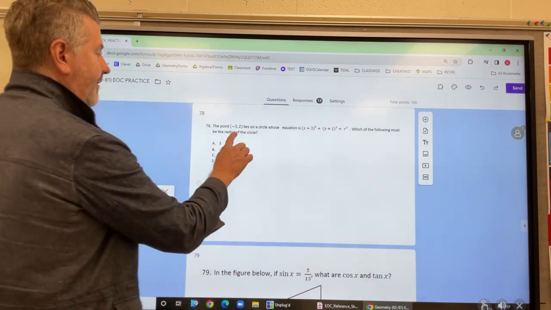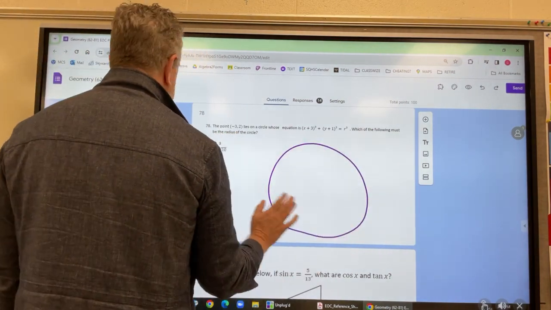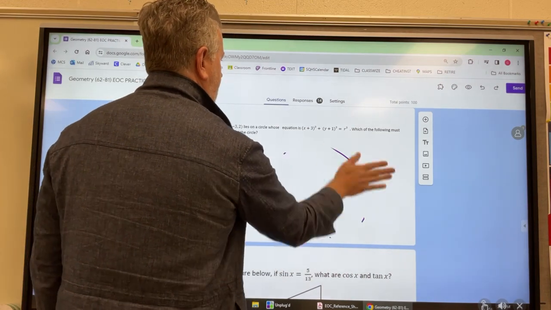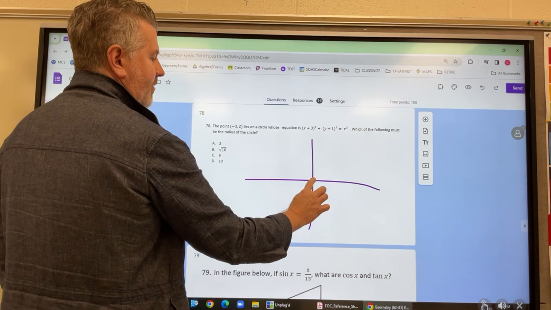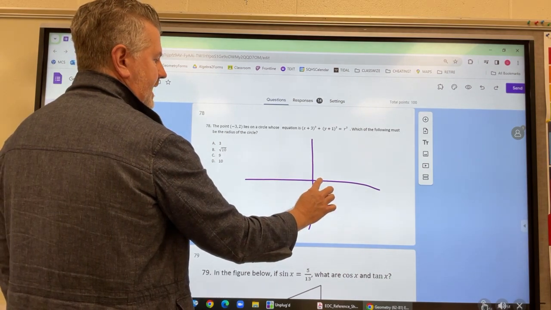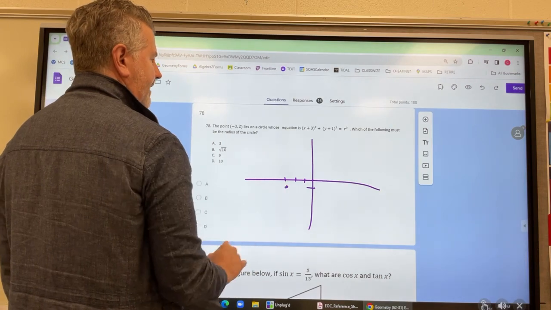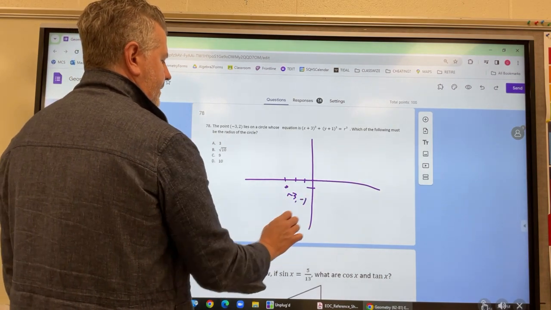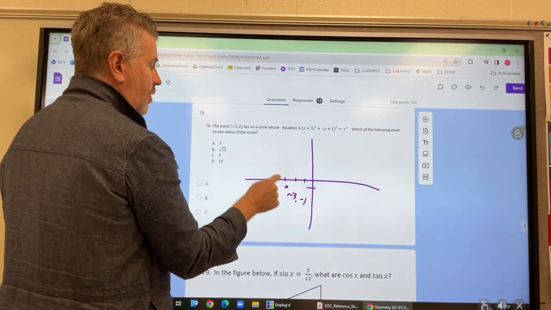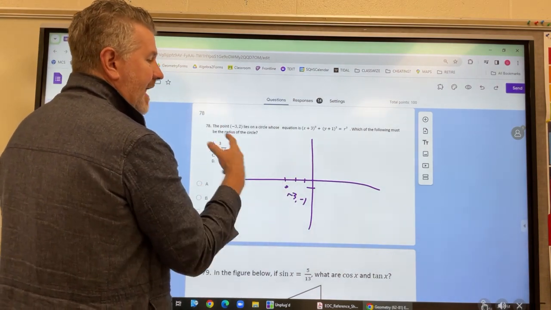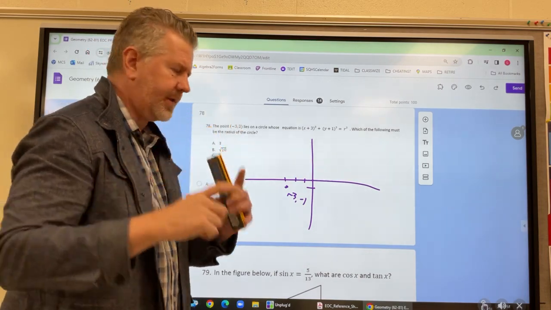The point -3, 2 lies on a circle whose equation is that, all right? So let me actually erase this, and we'll put it on the graph. So -3, -1 is its center. There's our center of the circle. The point -3, 2 lies on the circle. That means on the actual circle itself, right? Not inside it, but on the circle itself.